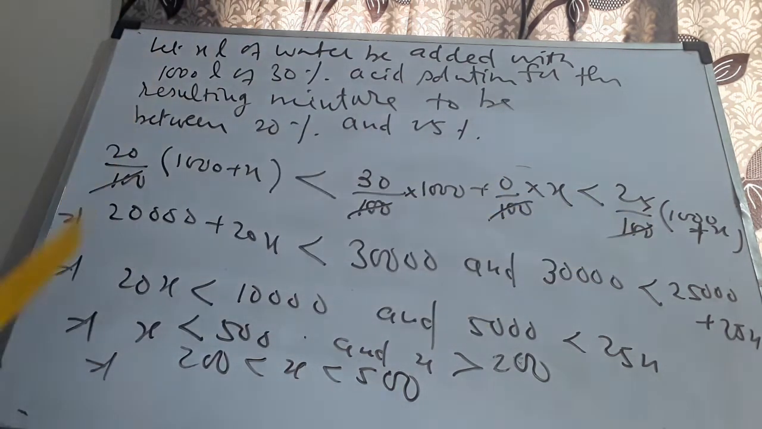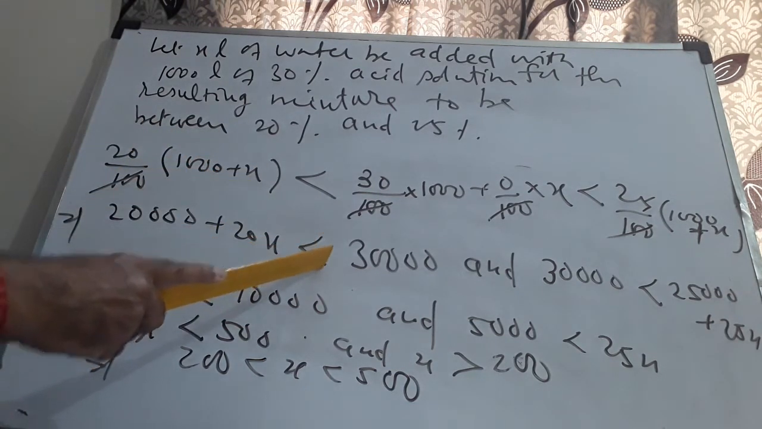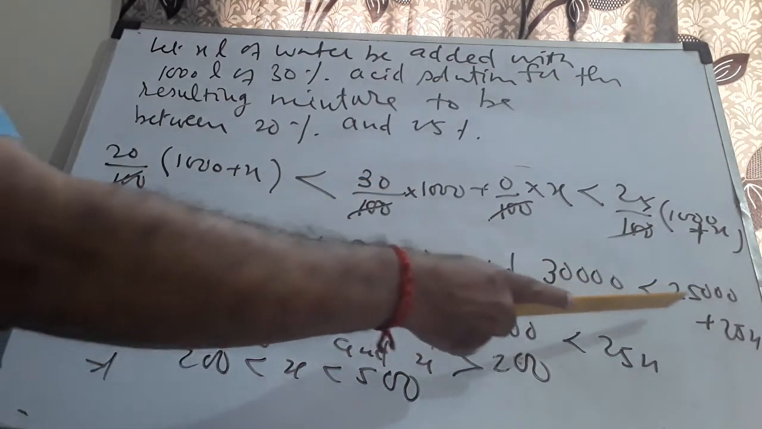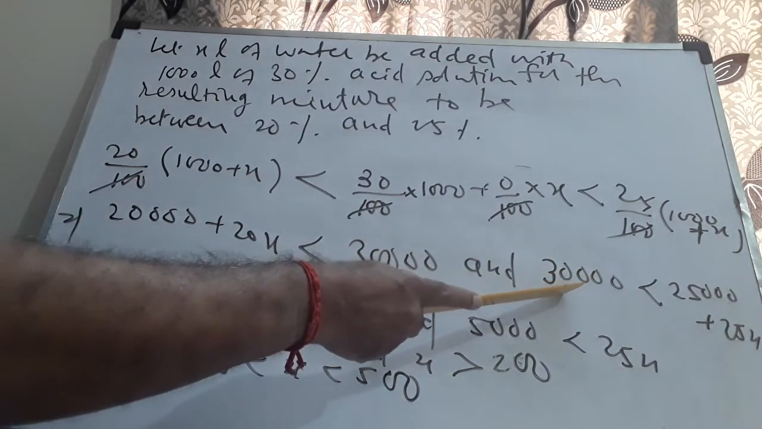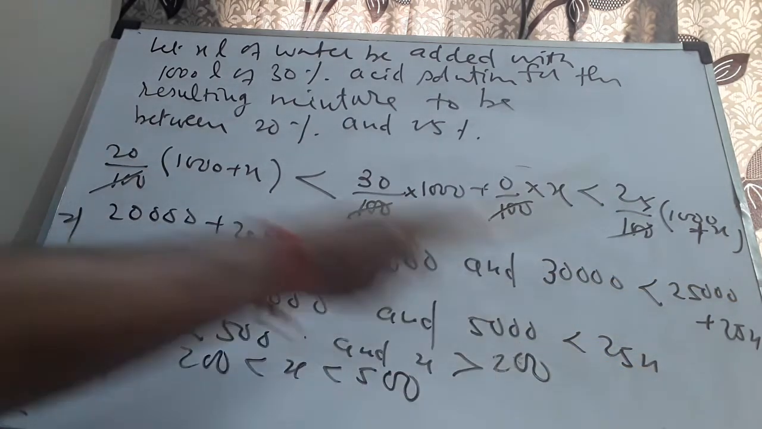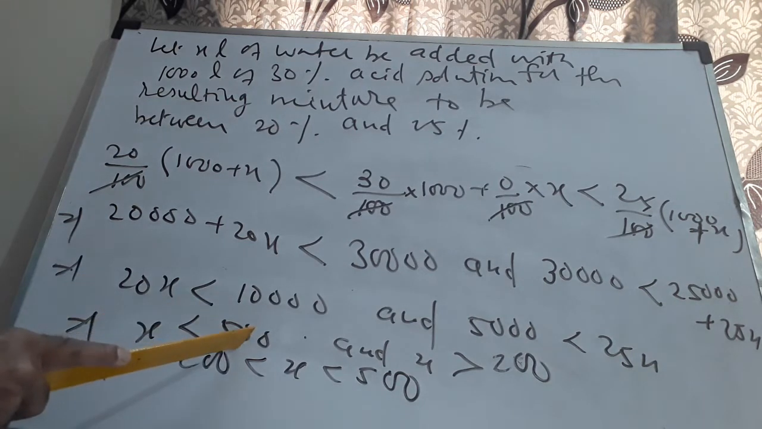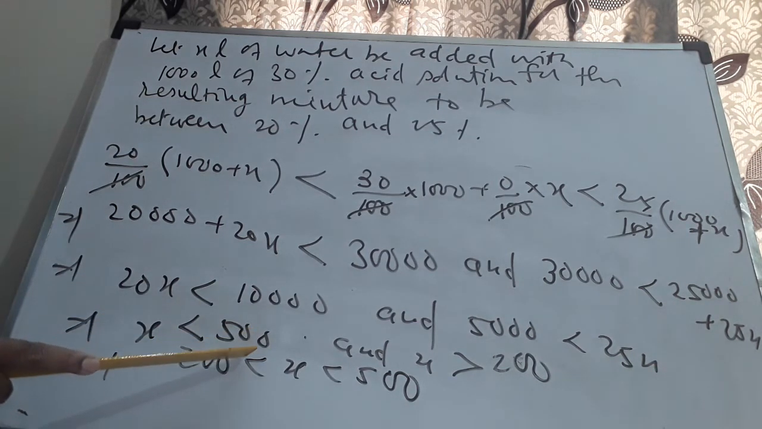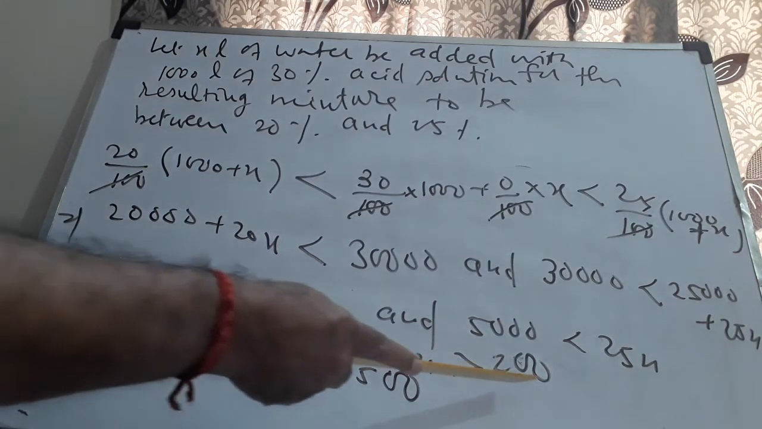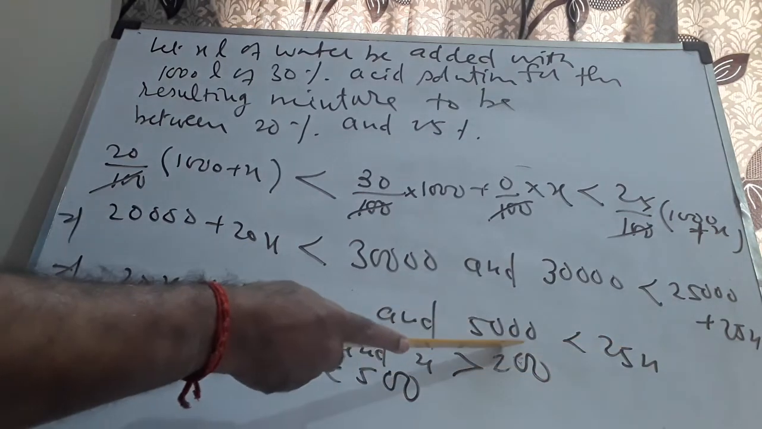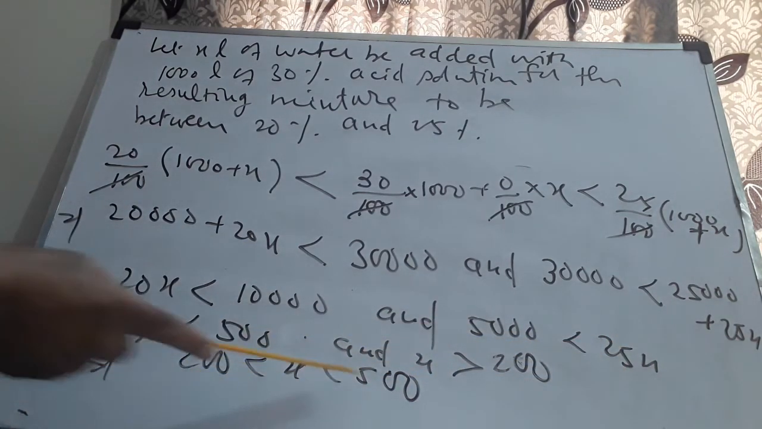Cancel 100 everywhere. 20 into 1000 becomes 20,000 plus 20 into x is 20x less than 30,000, and 30,000 less than 25,000 plus 25x. 20x less than 10,000, that is 30,000 minus 20,000. And 30,000 minus 25,000 is 5,000 less than 25x. x less than 500, sorry, by mistake I wrote it as 5,000. Earlier I wrote it as 500, I corrected it anyway. x less than 500 and x greater than 200. Therefore, x is between 200 and 500.